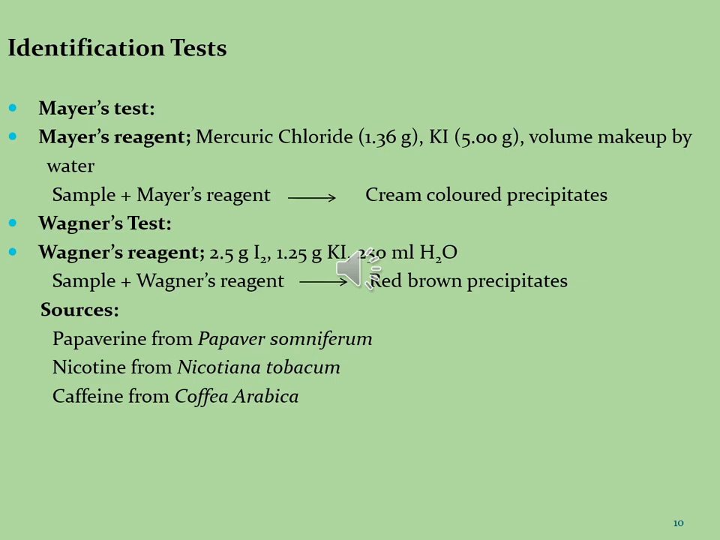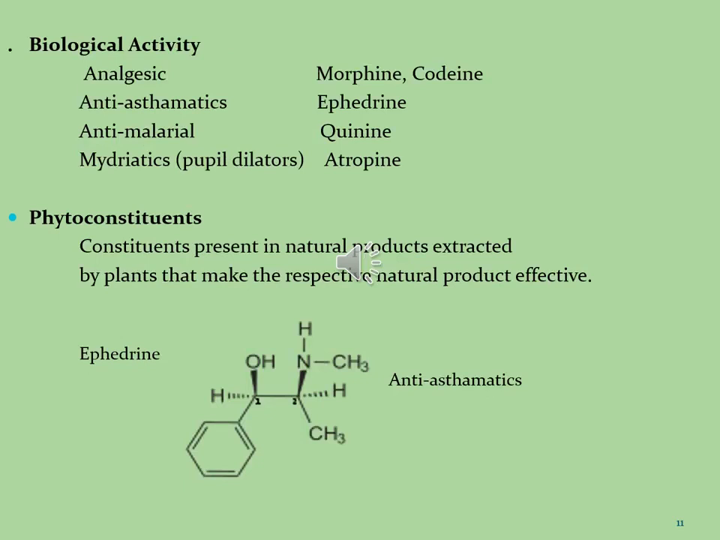For example, morphine is isolated from Papaver somniferum, nicotine from Nicotiana tabacum, and caffeine is isolated from Coffea arabica. Alkaloid molecules have different pharmaceutical and biological activities. You can see here different kinds of phytoconstituents that have different kinds of biological activities. That includes morphine and codeine that have analgesic activities, ephedrine that has anti-asthmatic activity, quinine that is used as an anti-malarial drug, and atropine that is used as a mydriatic drug.